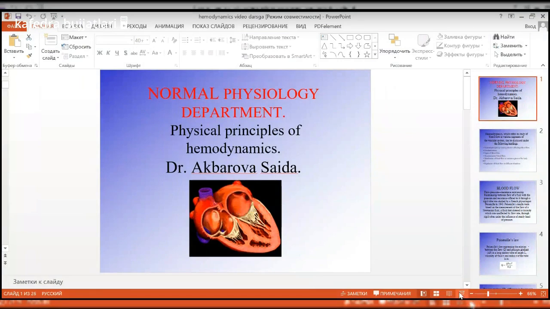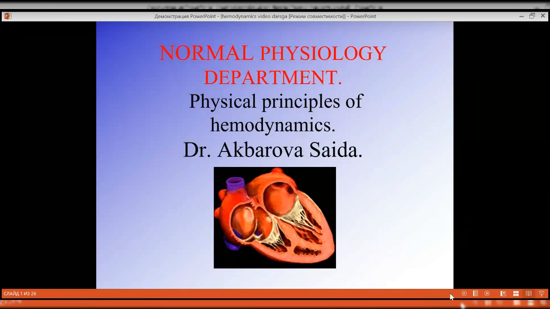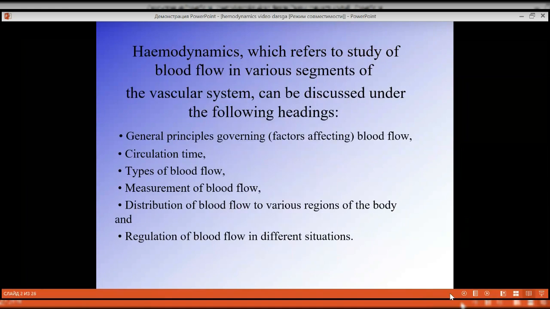Good morning, dear students. Today we will talk about the physical principles of hemodynamics. Hemodynamics refers to the study of blood flow in various segments of the vascular system.